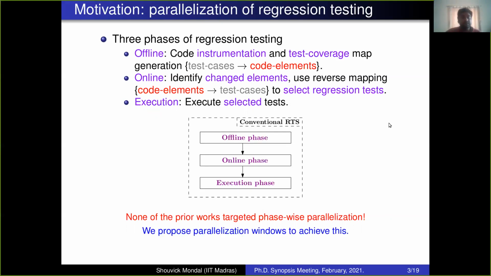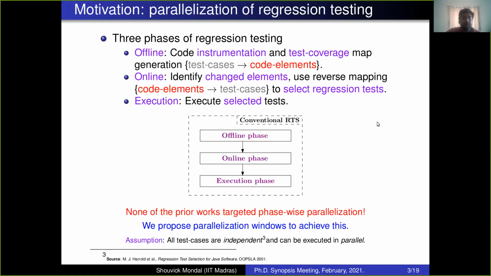Now we propose parallelization windows to tame the problem, to accelerate the subcomponents that are indeed parallelizable. Some of the subcomponents are inherently sequential. We will discuss that when we delve deep into this diagram. And we assume that all test cases are independent and can be executed in parallel.